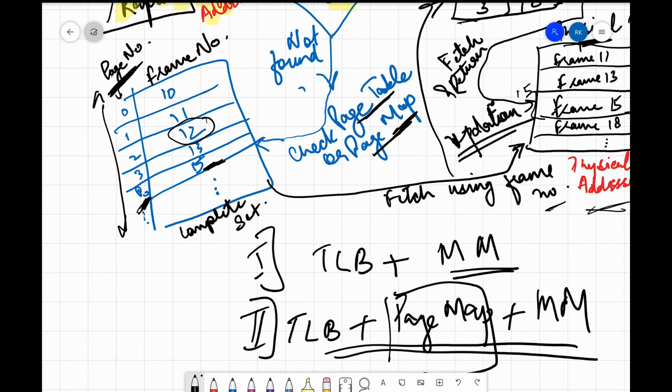Okay. But if you compare both of them, in most of the cases the TLB hit will be occurring. TLB hit occurs when you find the entry in the TLB. In those cases, you will be reducing on this time, which is a significant difference because the TLB access time is very much lesser than the page map access time. Okay, yeah. So that's all for this particular session.